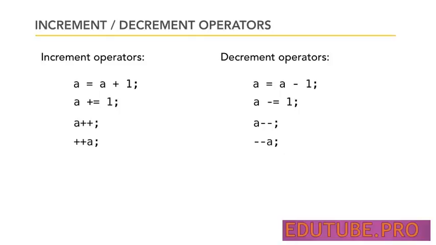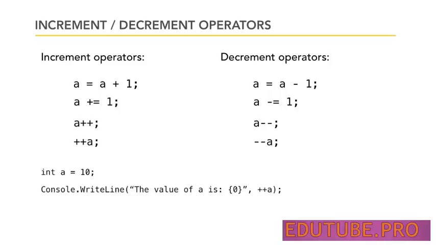So what's the difference there? The difference is this. Suppose we had a variable whose value was 10. If we use this statement, Console.WriteLine, the value of a is, and using our string formatting, we put the value of a into that replacement curly brace expression, the plus plus prefix notation would execute first before putting the value into the string. So in this case, the output would be 11 because a gets incremented before it gets put into the value of those curly braces.